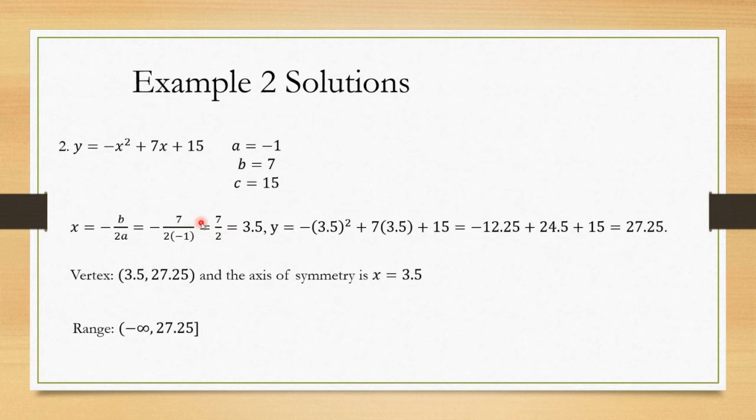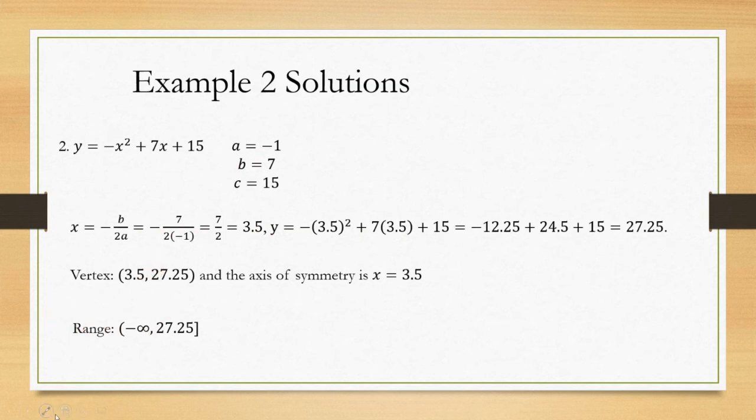I mean, you could leave it as a fraction. I wrote it as a decimal just to make it easier, also because it's a nice decimal, it's terminating. We have this. Now we plug it in to get y, and that's what I'm doing here, as you can see. All right. So what's our vertex then? 3.5, 27.25. As you can see. And the axis of symmetry, again, that's x equals 3.5.